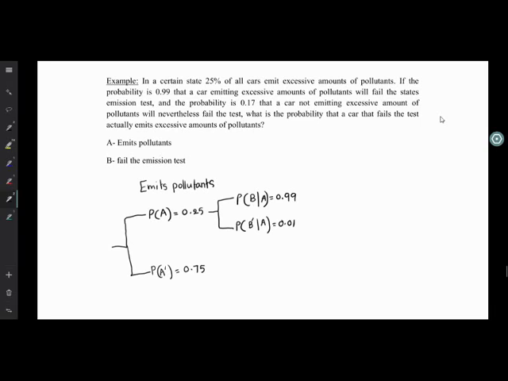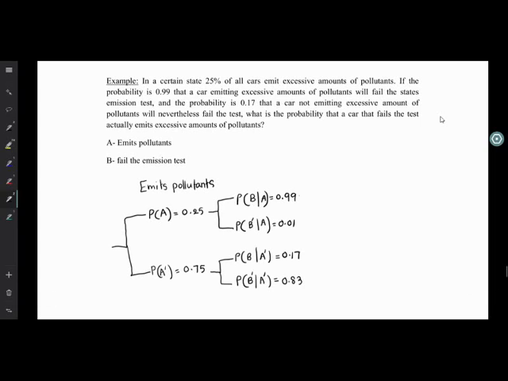Then we move on to the next level where the vehicle does not emit pollutants. It says that the probability is 0.17 that a car not emitting excessive amount of pollutants will nevertheless fail the test. So the probability of failing the test knowing that the vehicle does not emit pollutants is 0.17. So the rest will be passing the test, given that the vehicle does not emit pollutants. 1 minus 0.17 is 0.83.